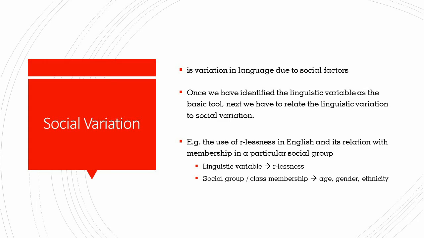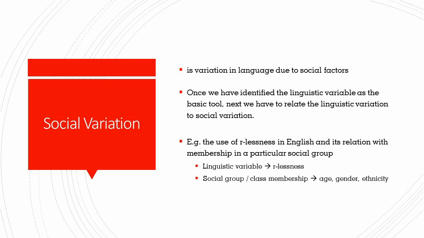What is social variation? It is a variation in language due to social factors. Once we have identified the linguistic variable as our basic working tool, the next question is how linguistic variation relates to social variation, to social groups.